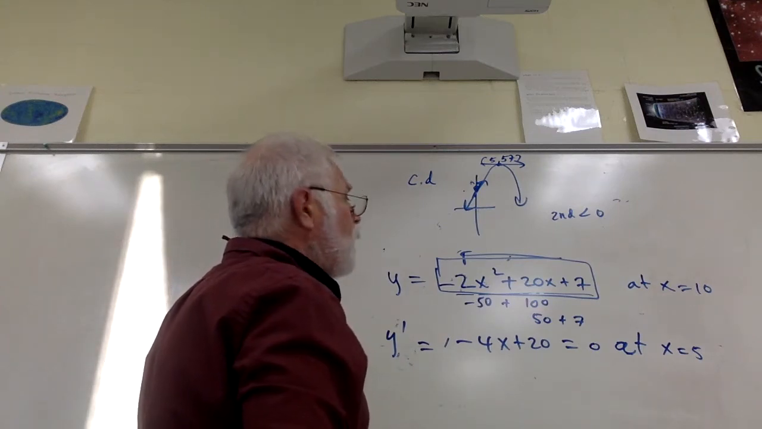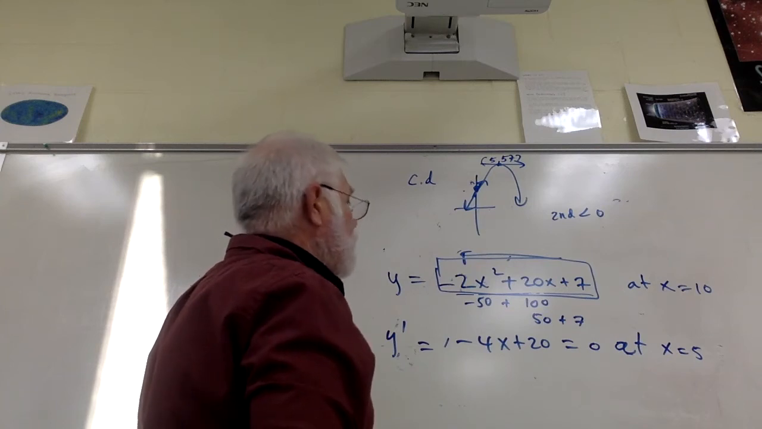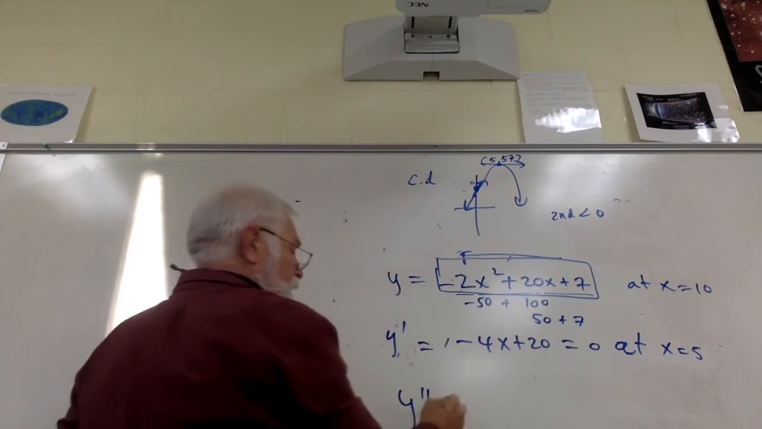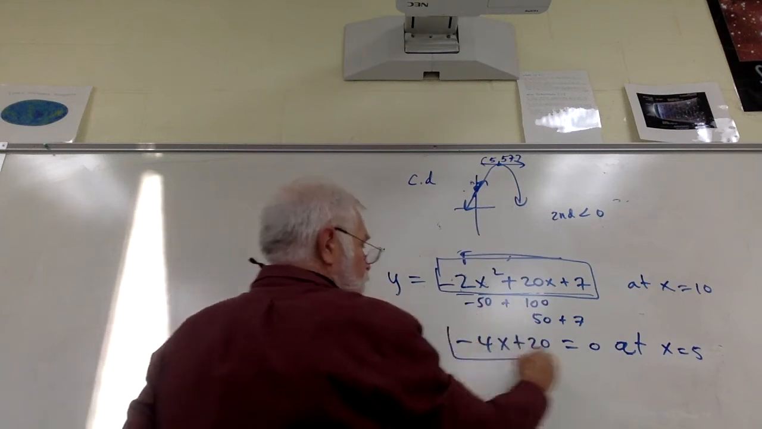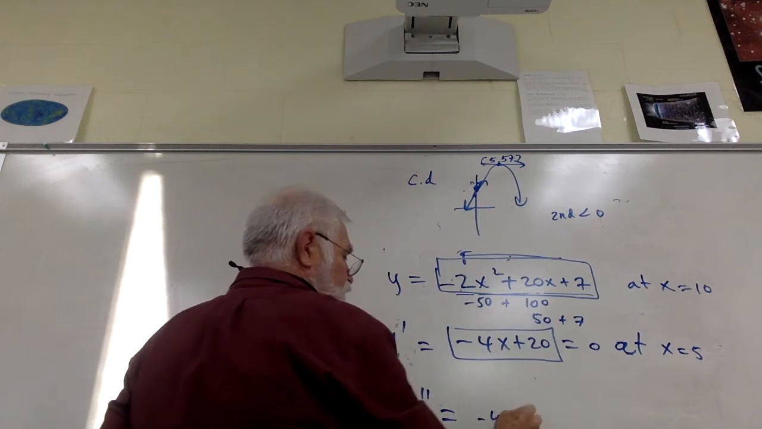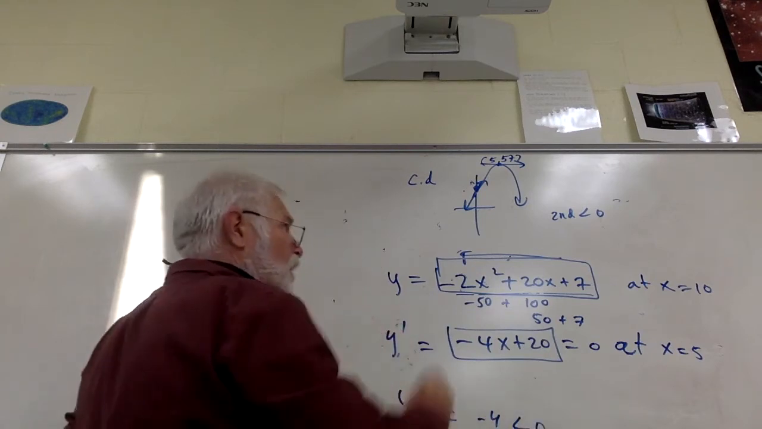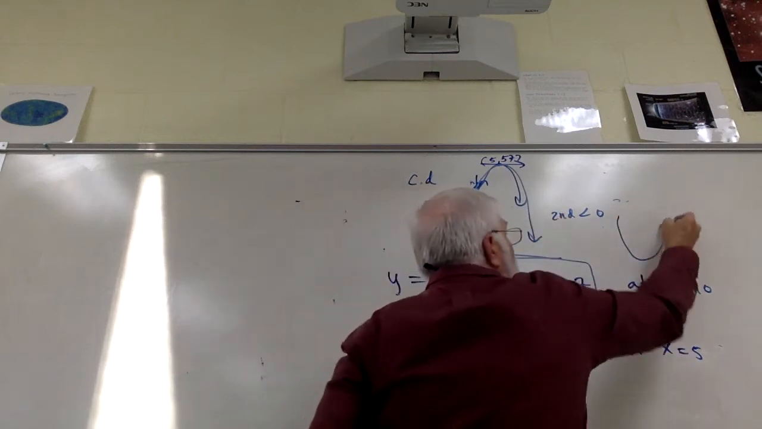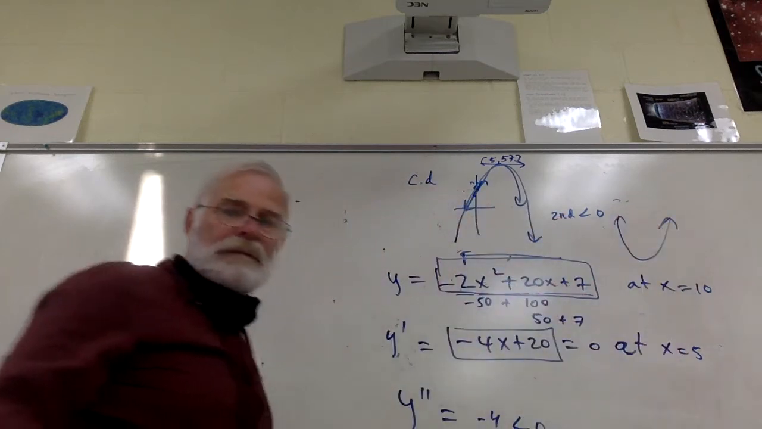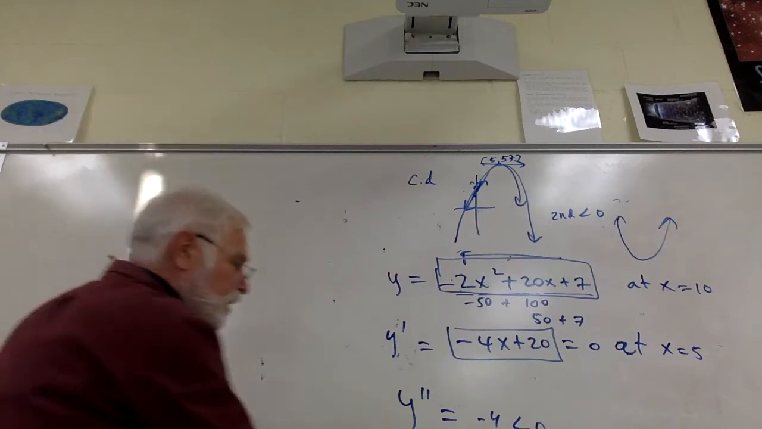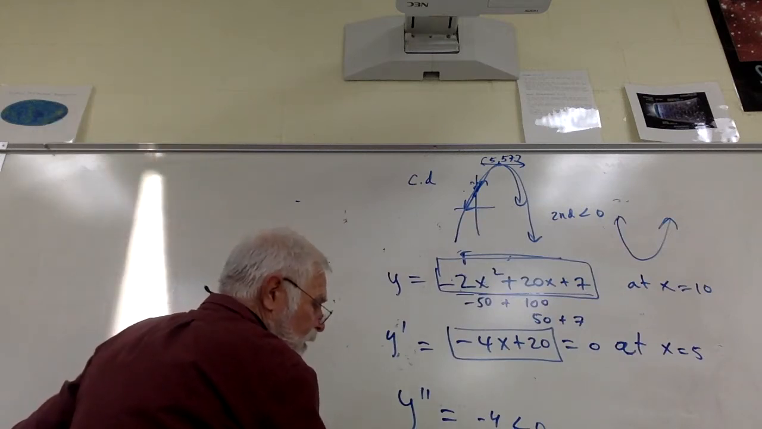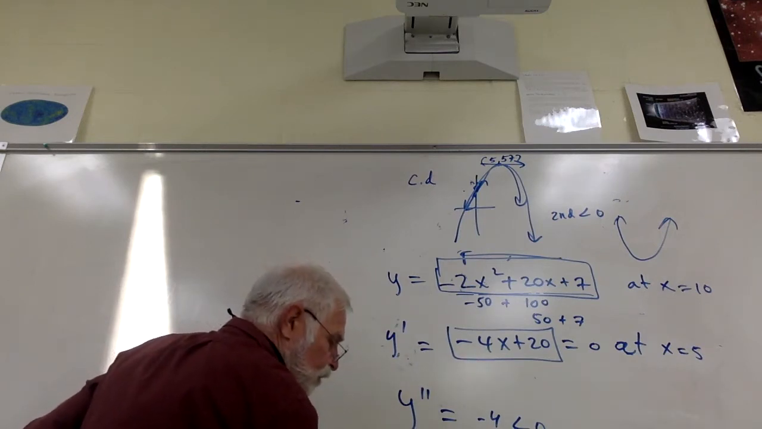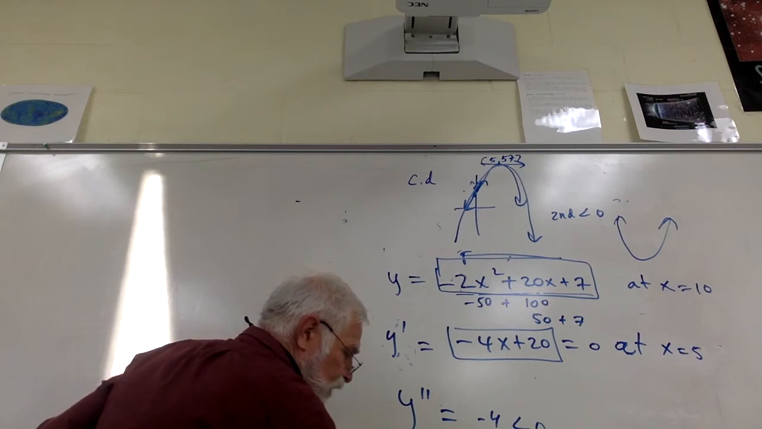All right, so how do we prove that that's a max? Well, we could get the second derivative, y double prime. Y double prime of this is negative 4, which is always less than 0. So this is always concave down. This is concave up for a shape. When we change from concave down to concave up, we have a point of inflection. We will be studying that as we go along.